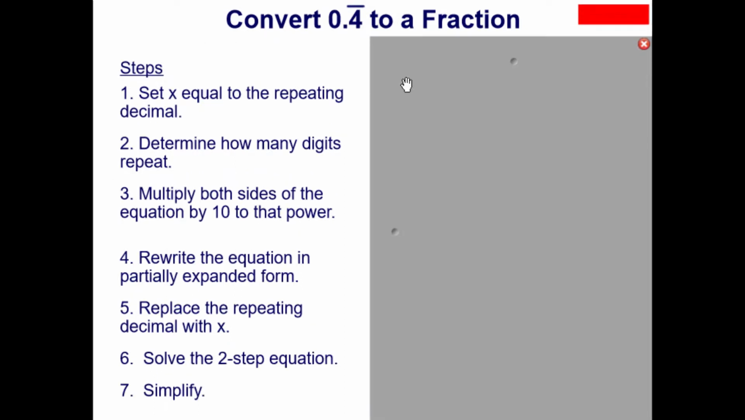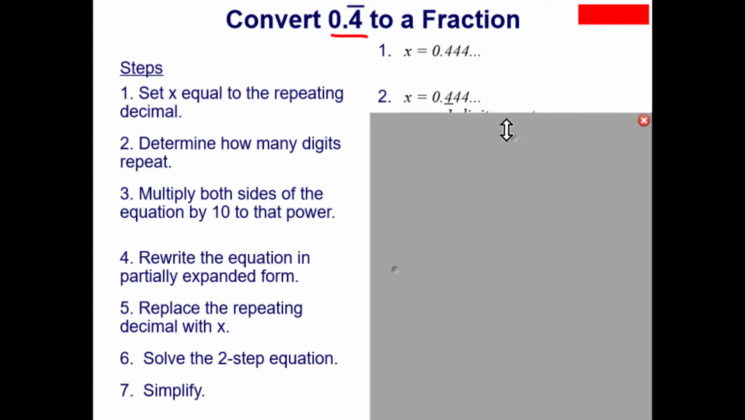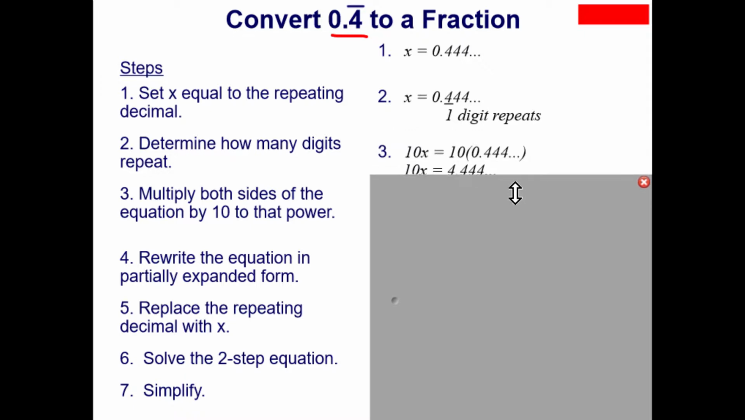Looking at a second example to see if it will work again, we can look at 0.4 repeating. First, let's set x equal to the repeating decimal. Determine how many digits repeat. Here we can see only the 4 repeats. That's only 1 digit. So we're going to multiply both sides of that equation by 10 to the first power, or 10, which gives us 4.444 repeating on the right side of the equation.